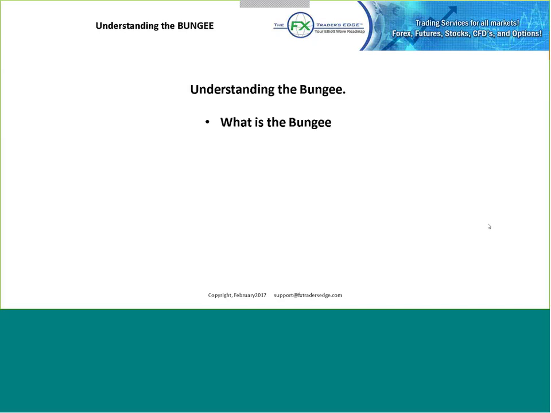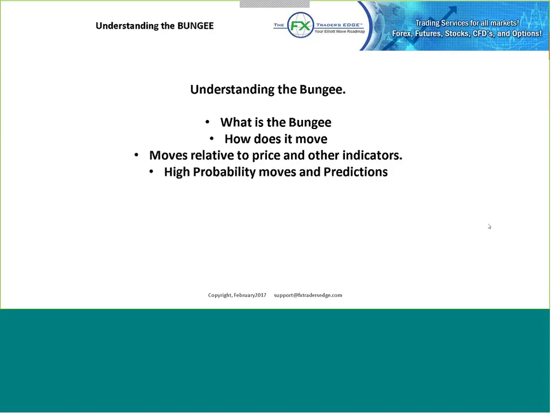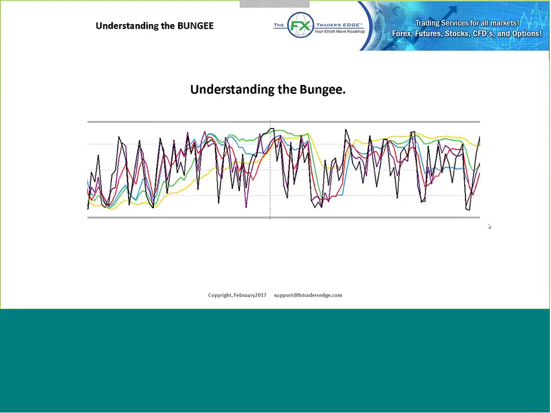So we're going to cover 1 or 2 discrete areas, if you like. What is the bungee? What's it made of? How does it move? How does it move relative to price and other indicators? And then probably next week we'll be looking at what the high probability moves are, how the bungee predicts what might happen next, and therefore how it helps us to make trades.